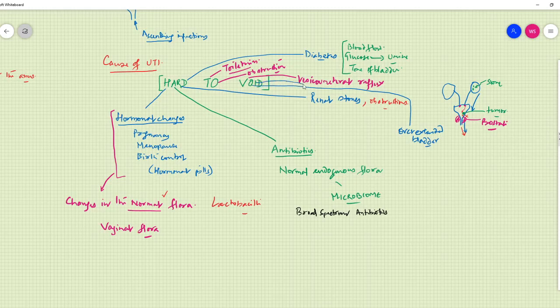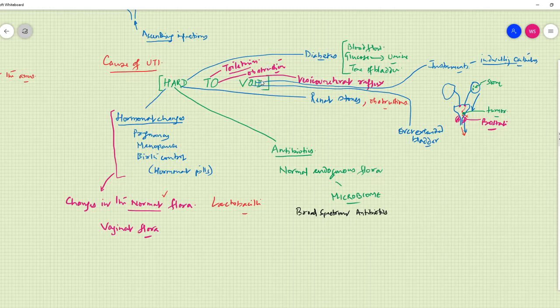The I is instrumentation. Instruments, like we said, indwelling catheters. Catheters actually provide a good surface area for the microorganisms to grow. So if these indwelling catheters are not changed as per the protocols, then there is a chance of the people becoming susceptible to UTI.